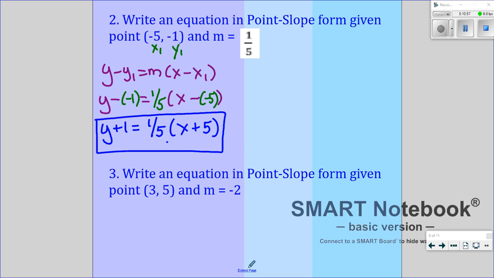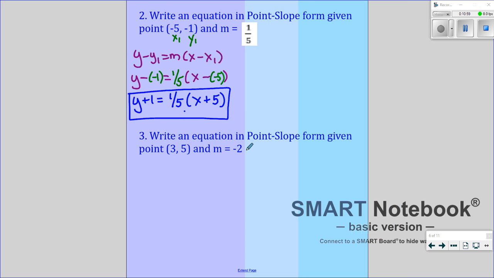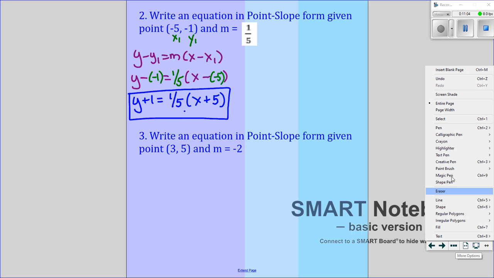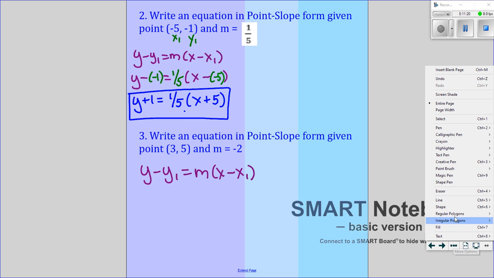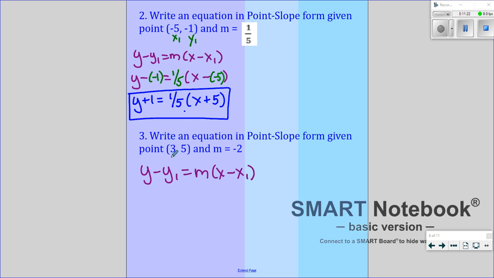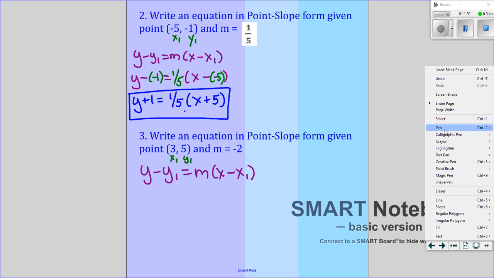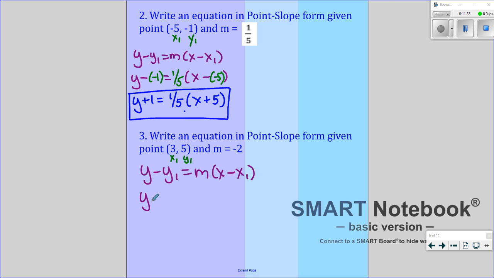Okay, next example. It says, write the equation in point slope form, given the point 3, 5 and m, our slope, as negative 2. So again, we are writing our point slope form equation, which is y minus y1 equals m times x minus x1. And we're just plugging in all the information that we need. First, I'm going to label this. You should get into the habit of that, so you know where to put what. And then I'm going to first put all the ones that I'm not going to deal with.